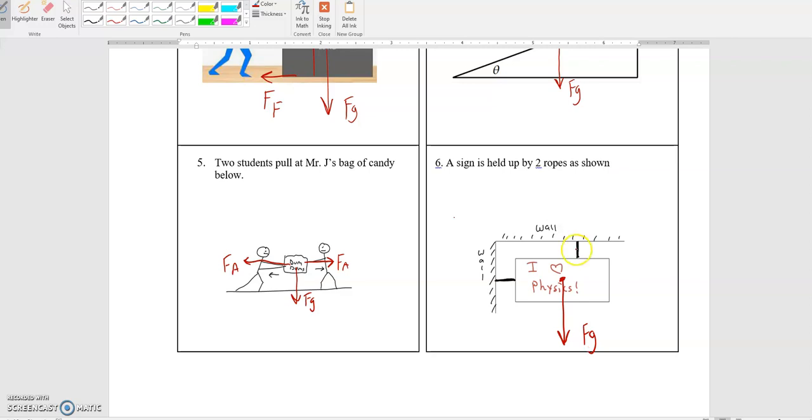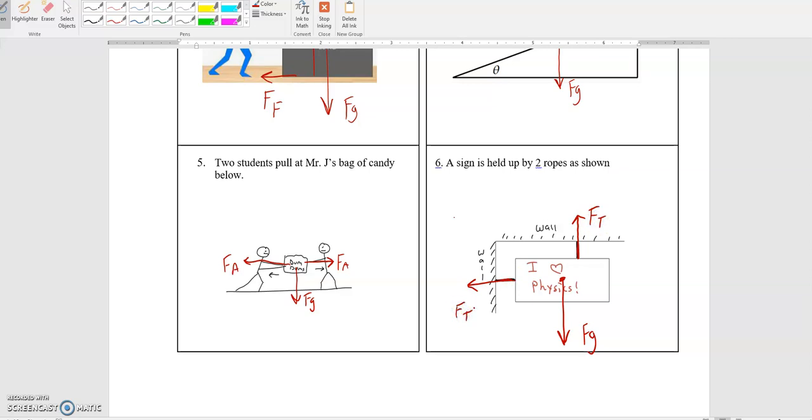The only thing left would be those two strings right here that I kind of put in red right there. So the rule is you just point the arrows away from the object. So this string, although the sign wants to go down because of gravity, this string is pulling up with it. And then this string over here on the left that's horizontal, that's trying to pull the sign to the left. And you would just call that Ft because that's a rope force or a cable.